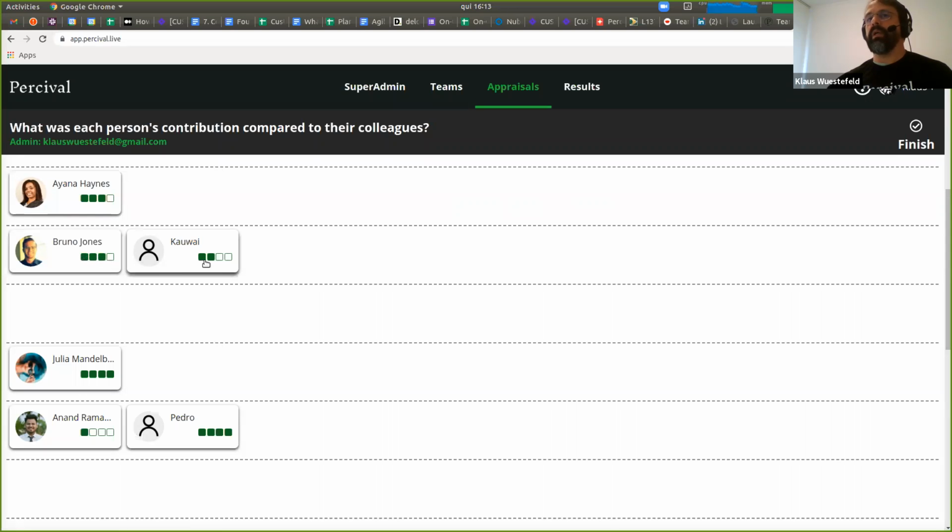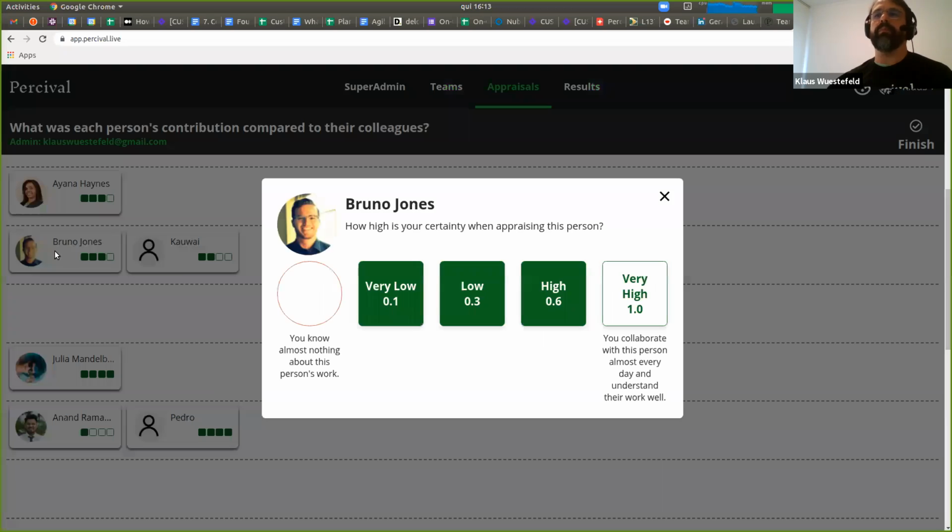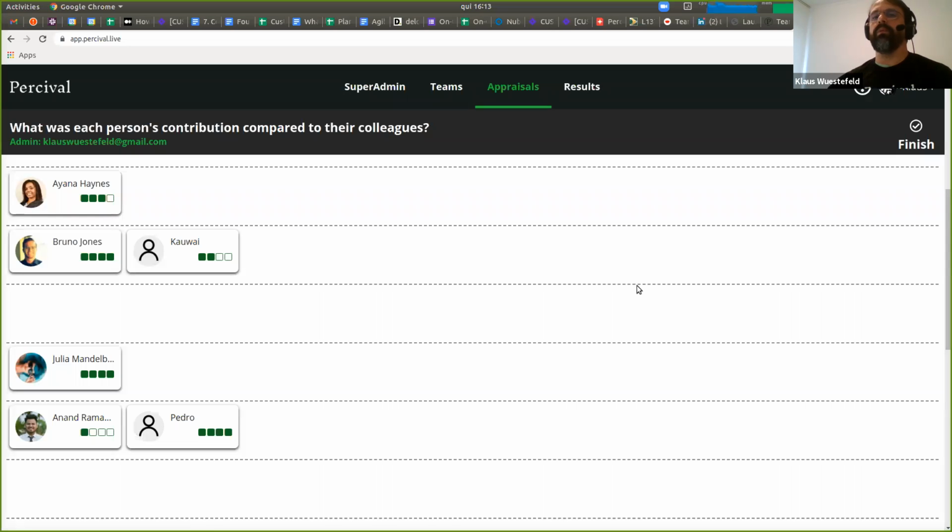These green boxes here are, so what we're seeing now is the actual tool, right? These green boxes are the level of certainty. So Bruno, for example, how high is your certainty when appraising this person? I can have 0. Okay, I know almost nothing about this person's work. Or my certainty can be very high. I collaborate with this person almost every day and understand their work well. So let's say, okay, I know Bruno very well. My certainty is very high.